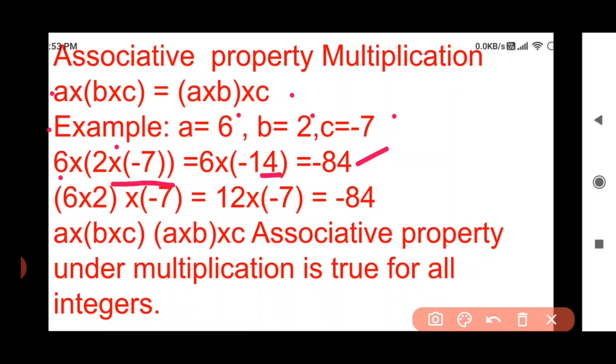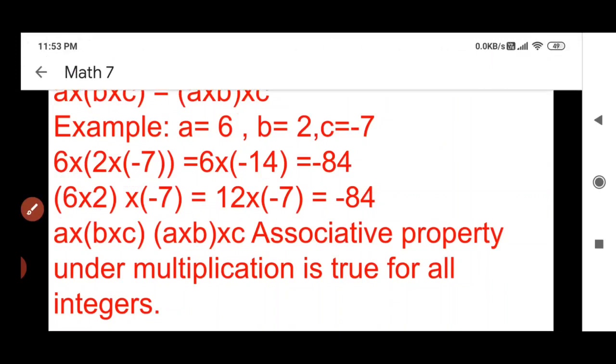On the right hand side, (6 into 2) into minus 7. Solve within the bracket: 6 into 2 equal to 12. 12 into minus 7 equal to minus 84. Here left hand side equal to right hand side. So the associative property under multiplication is true for all integers.